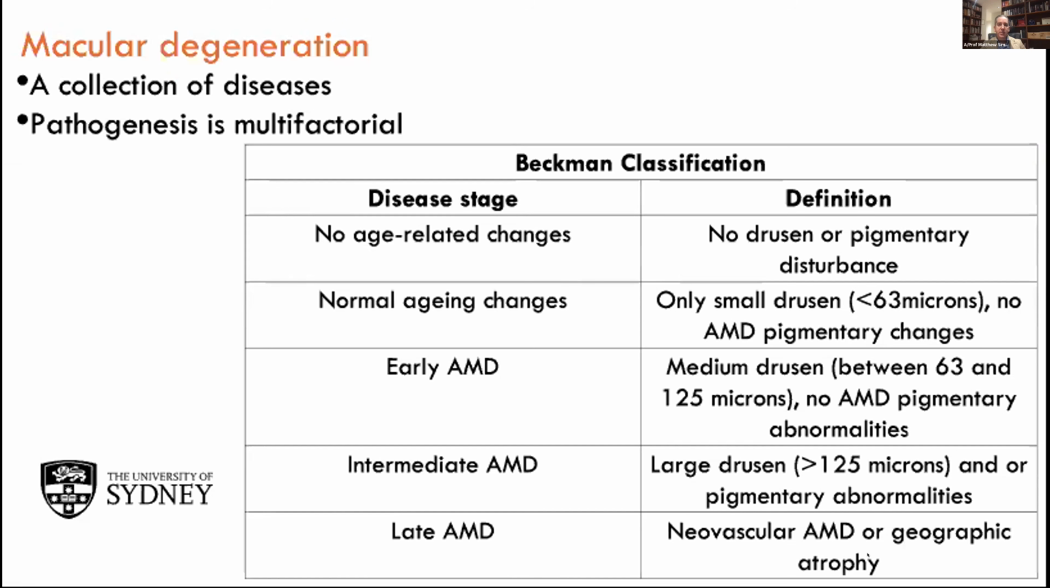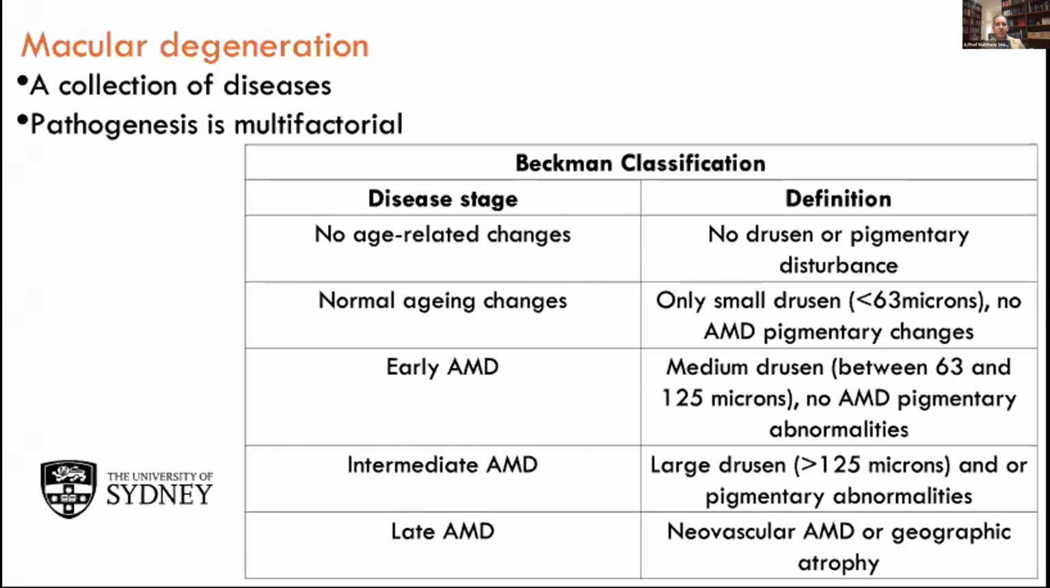The most widely accepted classification system of AMD is the Beckman system, and it divides age-related macular degeneration into early AMD, intermediate AMD, and late AMD. I'll show you some slides of these in a moment, but in early AMD, there are only medium-sized drusen. What are drusen? These are collections of cellular debris underneath the retina. And these look yellowish in appearance, and in early AMD, they're less than the width of the central retinal venule, which is about 125 microns.